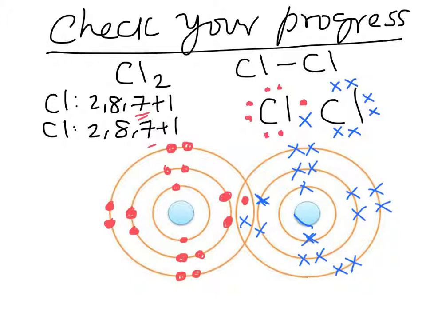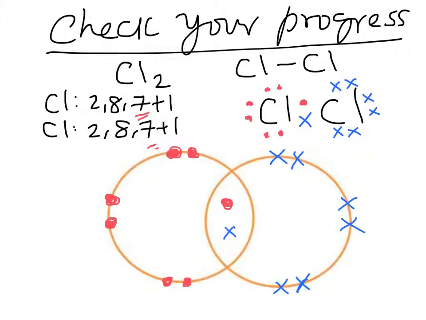I'm going to show you how it can be done just with the outer shell. Okay, now here is just the outer shell of each chlorine atom shown here. The shared pair of electrons represents that one single bond. Remember, each pair is one bond. Now that is another way to show just the outer shell of the chlorine atom in the chlorine molecule.